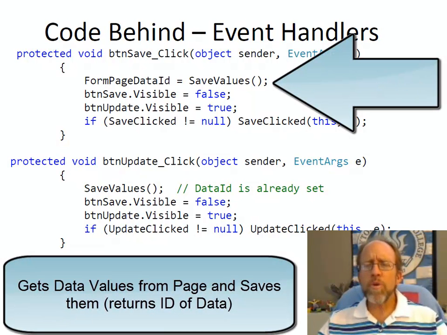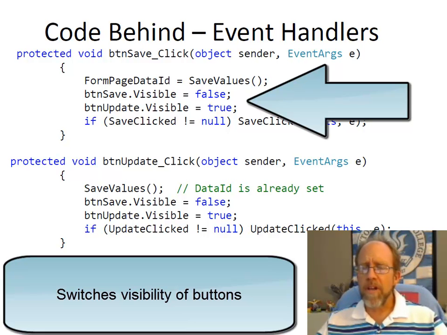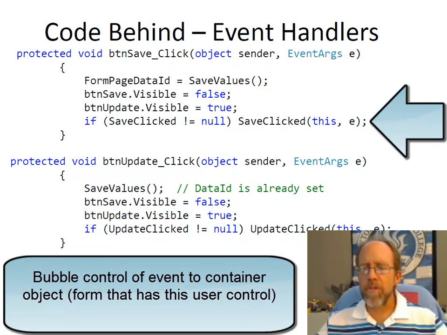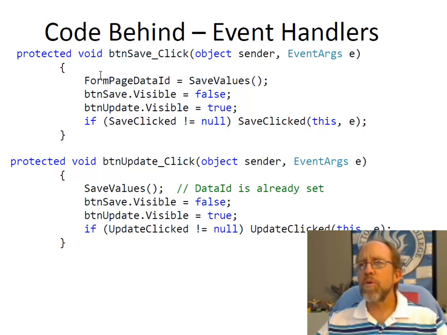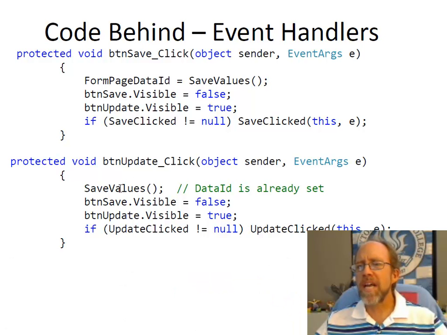So when you create this user control on a page, and I haven't covered this code, it's going to be covered in another lecture, you put these objects on the screen, and if you have data, you fill the data. So when the button save is clicked, you want to basically save the values, and save values is very straightforward. It saves it all to the database, and save values returns the data ID of that data. In update, you don't need to set the form page data ID. You can do save values, and it will simply save the values.